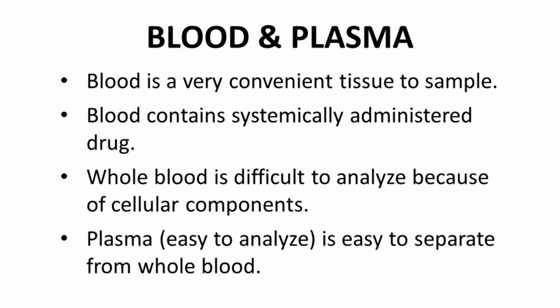Unfortunately, whole blood is not easy to analyze chemically. The cellular components in blood interfere in the analysis. Removing cells from whole blood through centrifugation yields the fluid fraction, the plasma. Plasma is much easier to analyze and therefore is a convenient fluid for detecting and monitoring drug levels in a patient.